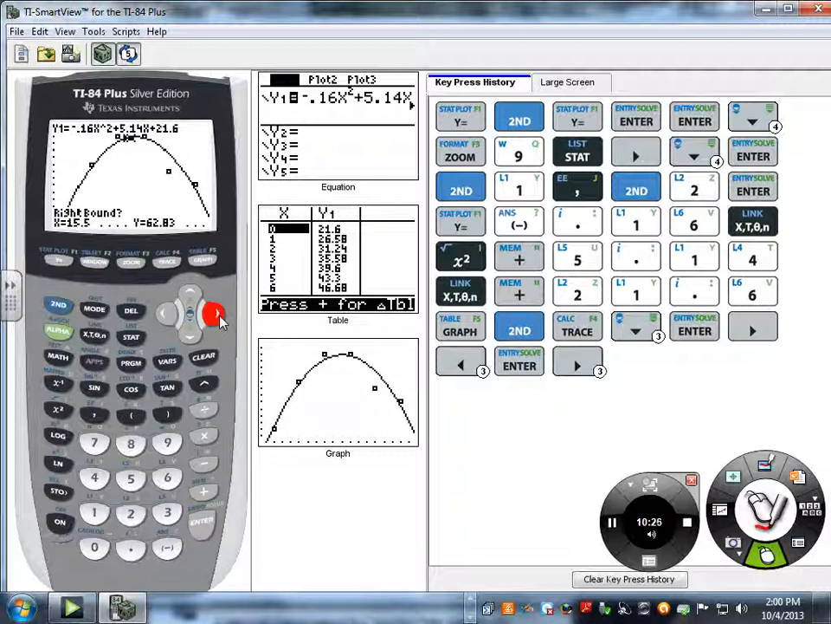Then it asks for the right bound, so I'm going to scroll to the right and make sure I'm clear of where I think the maximum is, and press enter for my right bound and press enter for the calculator to guess. And so notice the maximum is at 16.06, comma 62.88.